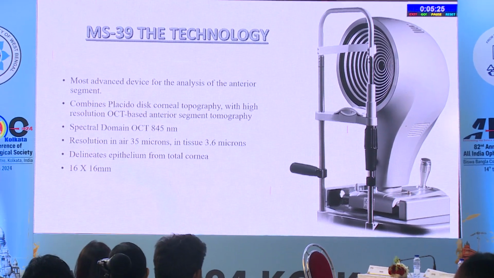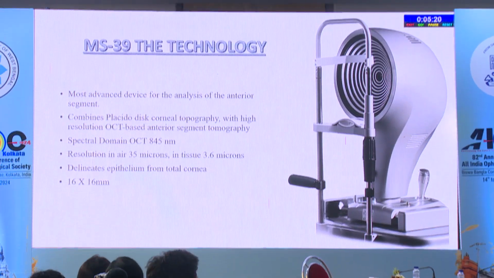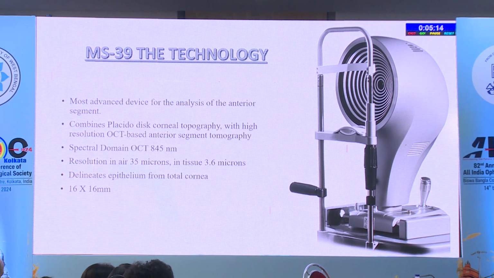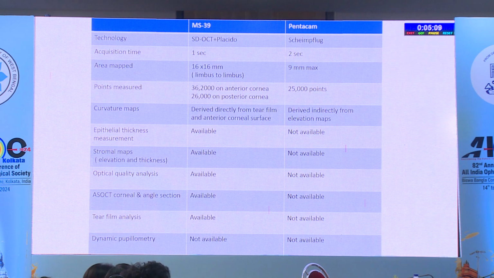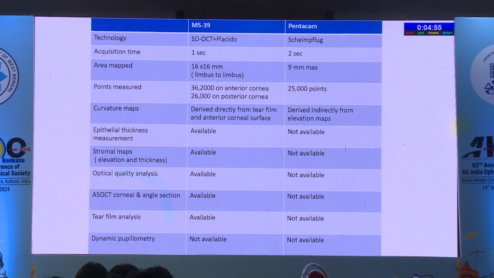combines two technologies, the Placido disc corneal topography as well as a high resolution OCT based anterior segment tomography. It's a spectral domain OCT with a wavelength of 845 nanometers. Its resolution in air is 35 microns and in tissue 3.6 microns. Basically, if we look at the differences of MS39 from Pentacam, the area mapped is much wider, 16 by 16 versus 9 mm. The points measured are also more, 36,000 odd points on the anterior cornea and 26,000 points on the posterior cornea, whereas Pentacam measures about 25,000 points on the anterior cornea.